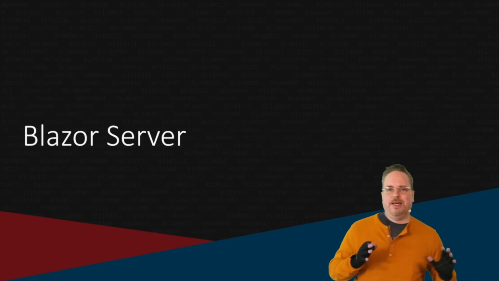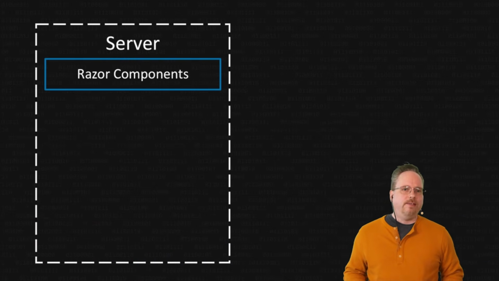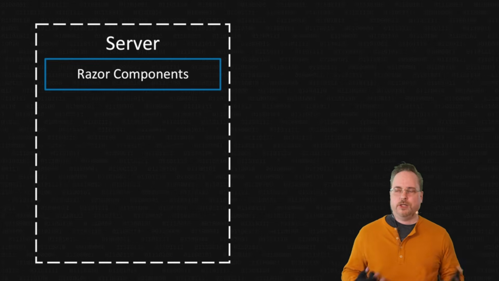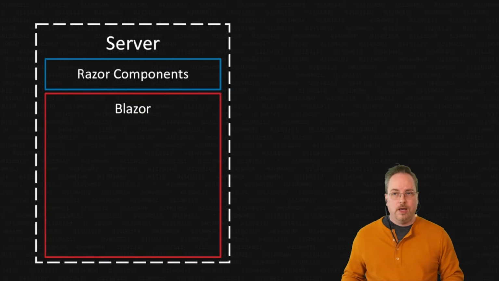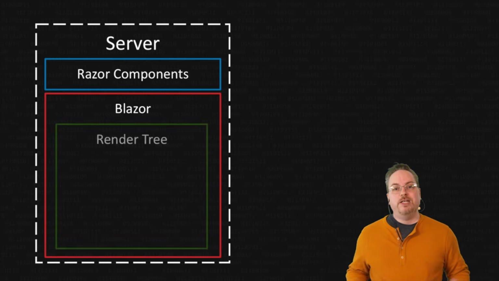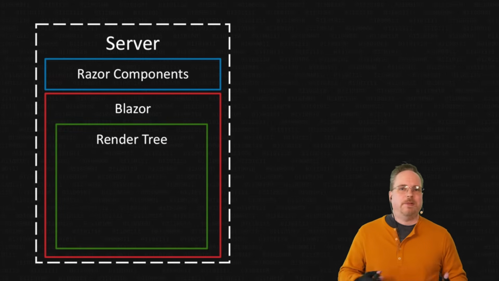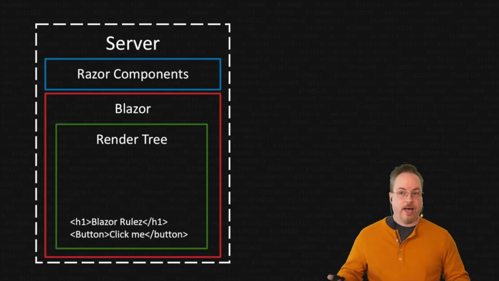So let's dive into Blazor Server and see what's happening there. With Blazor Server, we've got a server and some Razor components. The Razor components will render something, and here's where Blazor comes into the picture. Blazor has a render tree inside of it, basically an in-memory representation of the DOM. Let's say that our Razor components are rendering a header and a button.